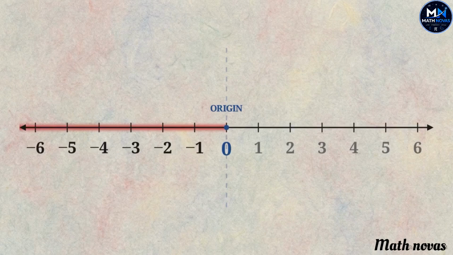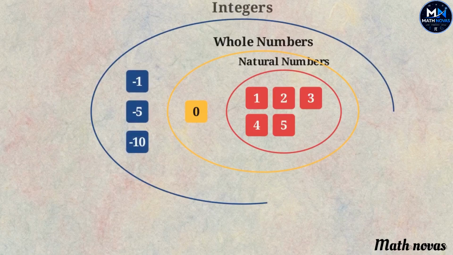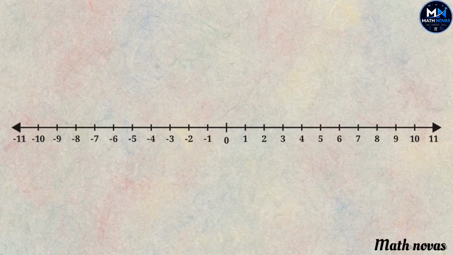To master this system, we need to see how it's organized. We begin with natural numbers, the positive counting numbers we use for basic quantities. By adding 0 to that group, we expand our system into what mathematicians call whole numbers. Finally, we reach the integers. This group encompasses all our whole numbers while adding the entire infinite spectrum of negative values. This creates a balanced system that stretches infinitely in both directions, all anchored by 0 in the center.